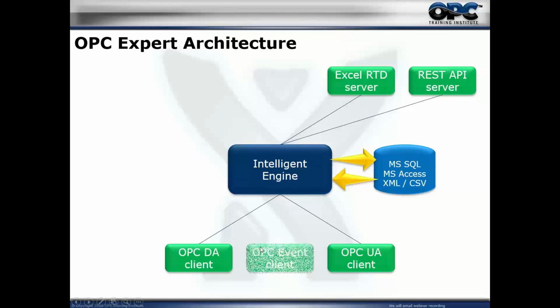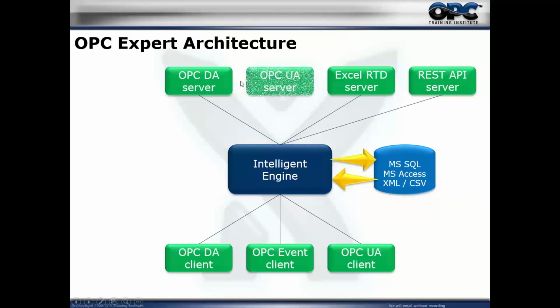Now, this goes much further because you can also bring in event data, so alarms and events, OPC alarms and conditions. There's a DA server on here. So, for example, you can take OPC UA in and OPC DA out. So it's a converter. You can have an OPC UA server, so you can bring in OPC DA and bring out OPC UA. Again, convert DA to UA, no problem at all.